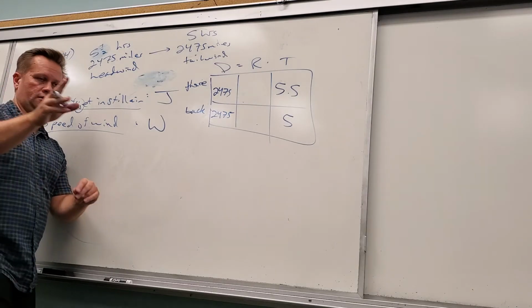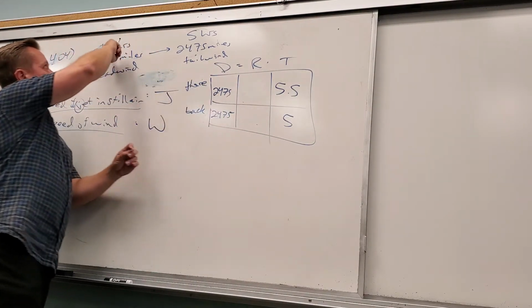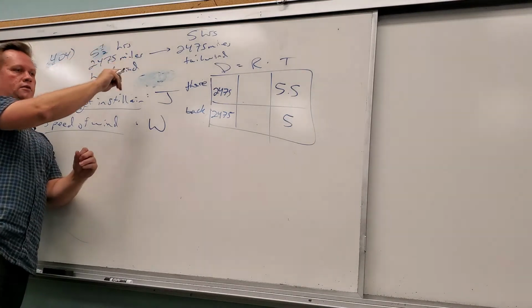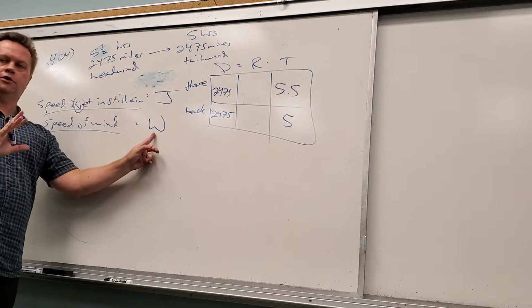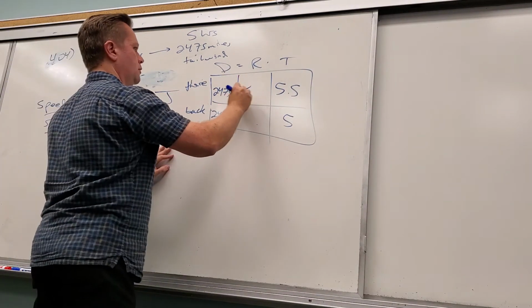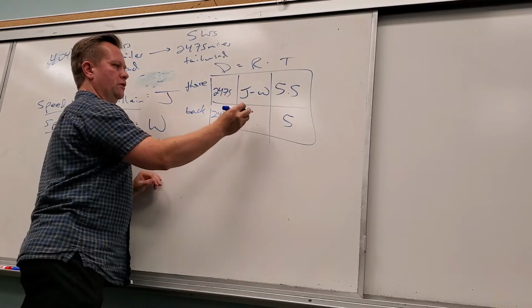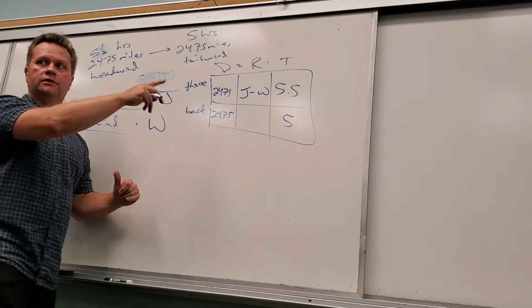All right, you ready? How fast is it going against the wind? So it's going J miles an hour, but the wind is coming at me at W miles an hour. Minus. Yeah, so that'd be J minus W. I filled in a little too much in here, but hopefully you'll see what it is. And so if I'm going back, I'm going with the wind, so now it's going to be plus W.